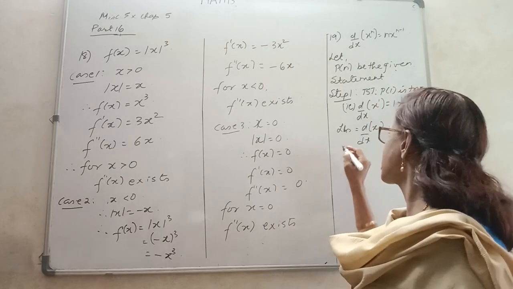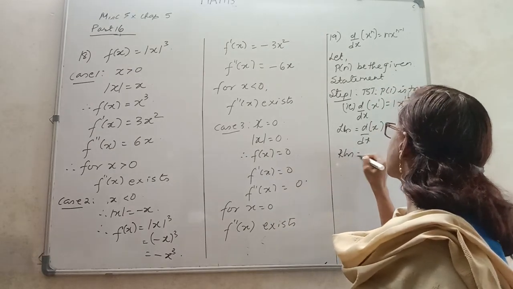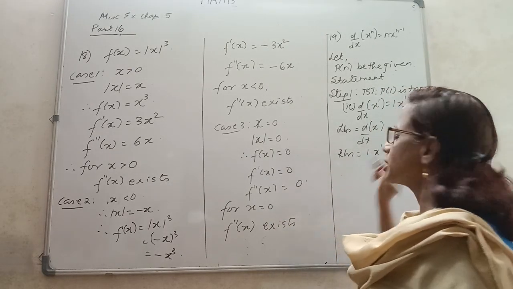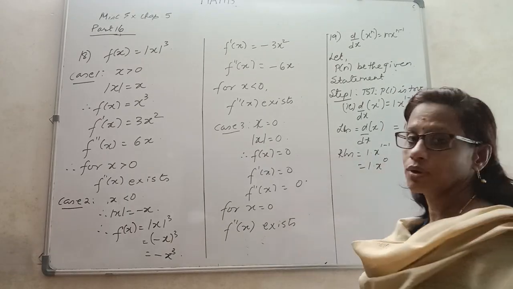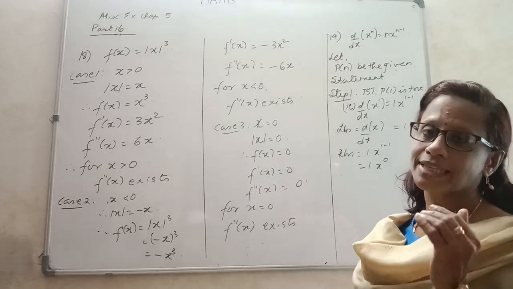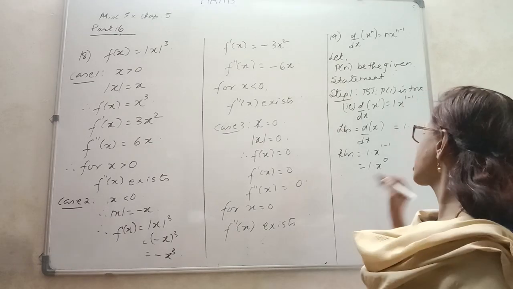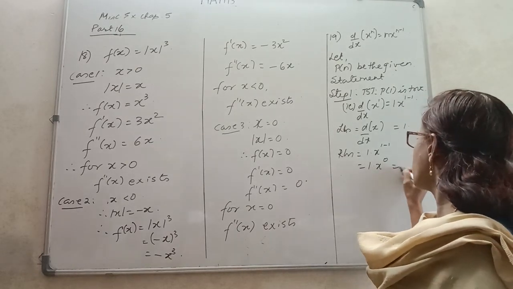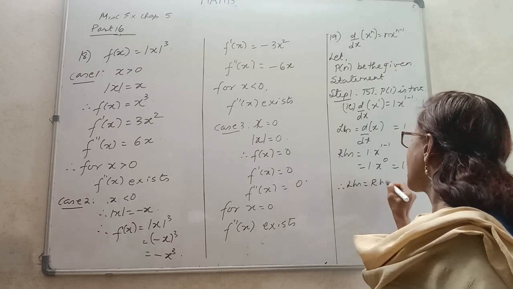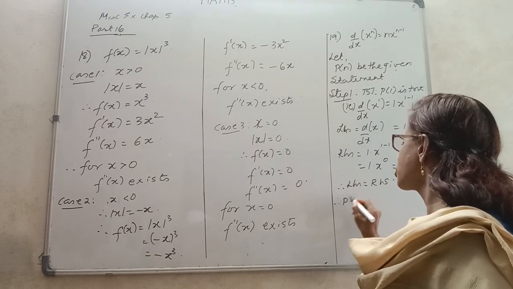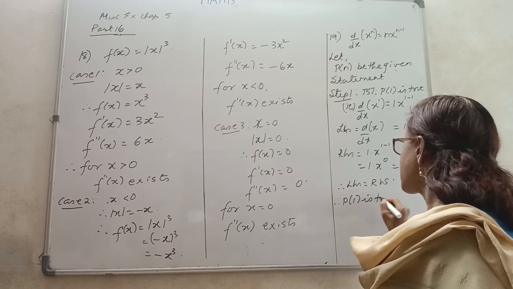Now let's go to the RHS of this expression. The RHS is 1 times x raised to 1 minus 1, which means it is 1 into x raised to 0. We know by the law of exponents that anything raised to 0 is always 1. So x raised to 0 is 1, 1 into 1 is 1. So we have got LHS equal to RHS, and that is why P of 1 is true. Now that's our first step.